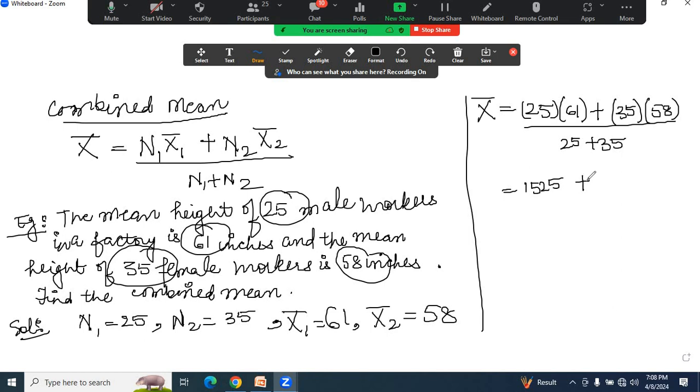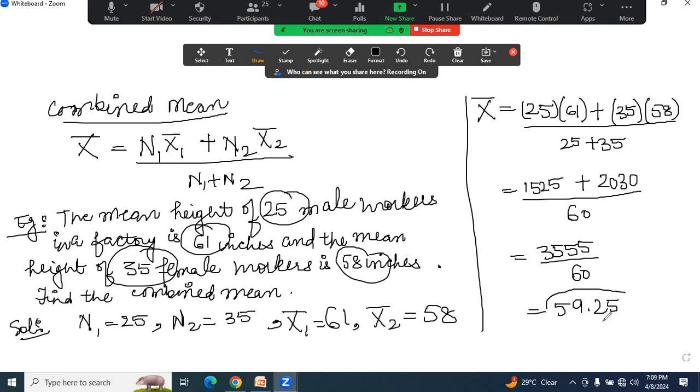plus 35 into 58, which is 2030, upon 25 plus 35 is 60. 3555 upon 60 will be 59.25. So 59.25 is what? The combined average height. The combined average height of male and female workers is 59.25.